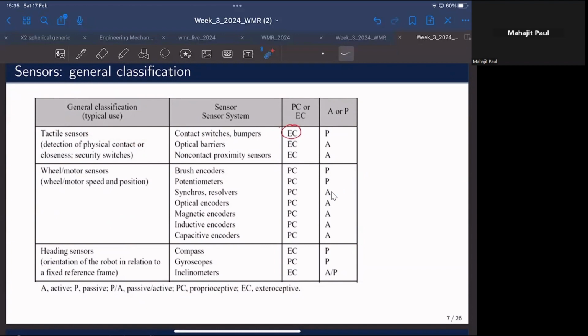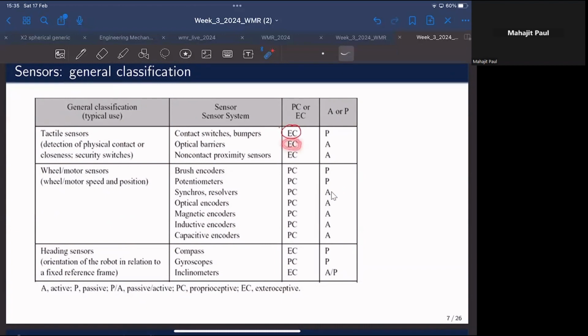Since it measures an external attribute, it's an exteroceptive sensor. And because you don't have to provide any energy to the system, as it gathers energy from this external interaction, it is a passive sensor. But in the case of optical barriers, those are also exteroceptive sensors.